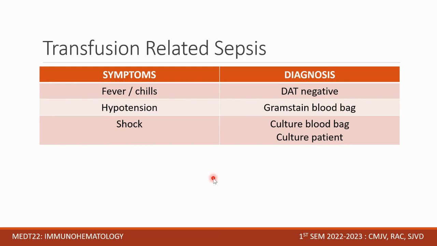Okay. So for the symptoms, you have fever, chills, hypotension, and shock, as nabanggit ko kanina. Okay, for the diagnosis, this is DOT negative. Okay, DOT negative siya. Okay, you can gram stain the blood bag. Okay, or kaya culture natin yung blood bag, or kaya culture ng blood sample ni patient. Okay, that's how we would know, or we could confirm that this is bacterially caused, yung kanyang naging symptoms.